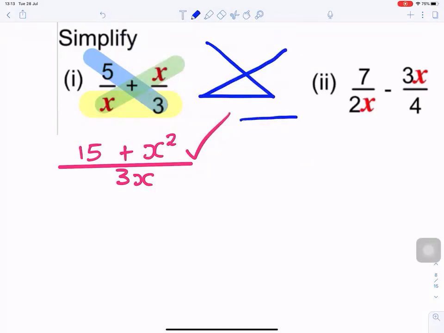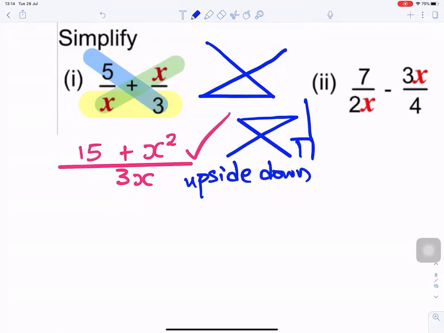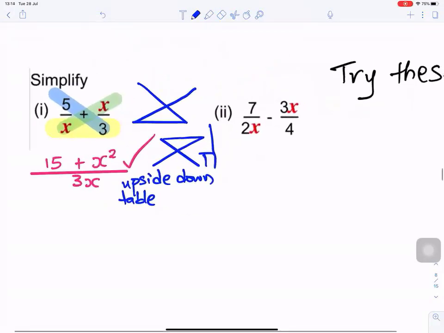Because if you draw a table like that, oh right, yeah, I see. You see that that's a table which is upright. So that's why sometimes some people call it upside down table, or some people call it butterfly or whatever name. But you're doing it perfectly correct.